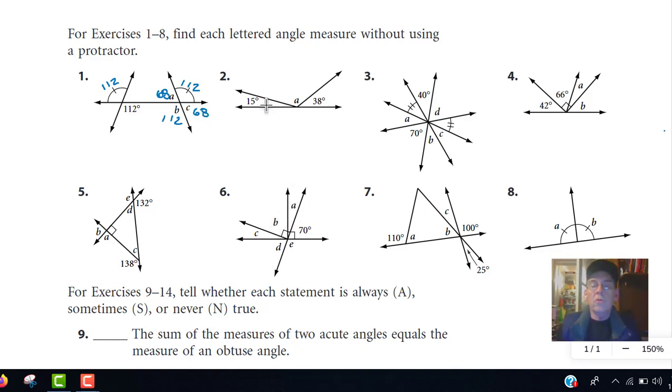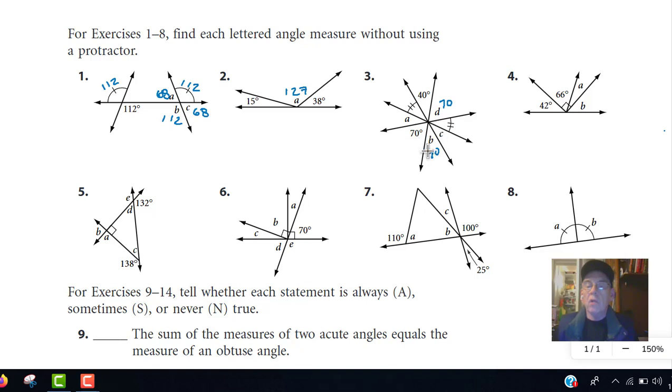Okay, let's look at number 2. These three angles together need to make 180 degrees. The angles that are given to us add up to be 53 degrees, and 180 take away 53 is going to be 127. So angle A must be 127. Looking at number 3, by vertical angles, B is a 40. D is going to be a 70 by vertical angles.